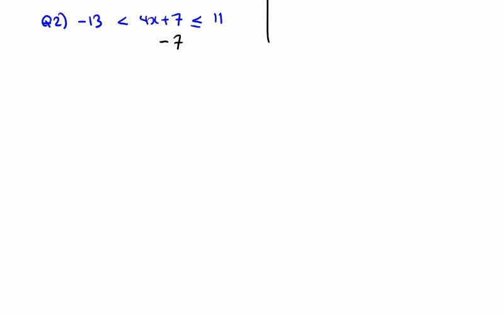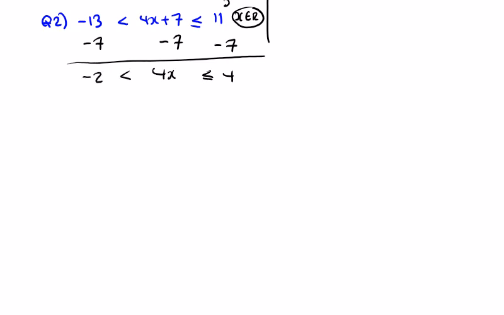So here's the solution. We had 4x less than or equal to 4. This side less than minus 20. We had a 1.5 there a minute ago, so divide by 4. Minus 5 less than x less than or equal to 1. Real numbers between 1 and minus 5.